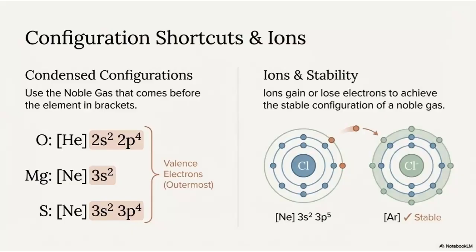Let's do one that's not there. Let's do calcium. How many electrons? 20? So 1s2, 2s2, 2p6, 3s2, 3p6, 4s2.